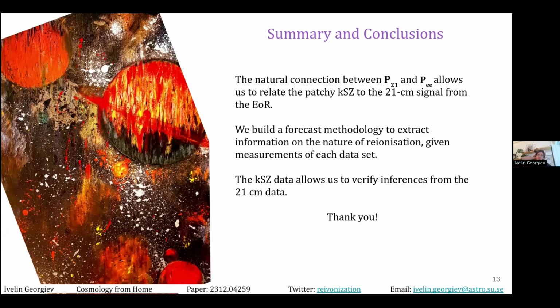Just to conclude, we've built a method to bridge observations of the 21 centimeter power spectrum to observations of the power spectrum of the patchy Kinetic Sunyaev-Zel'dovich effect, and we found that both data sets are complementary, and using both of them can help us better our inferences of the epoch of reionization, particularly the midpoint and the endpoint of reionization, the average sizes of ionized bubbles, and the amplitude of the free electron density power spectrum.